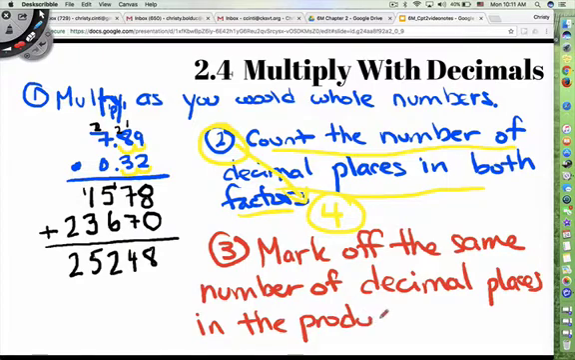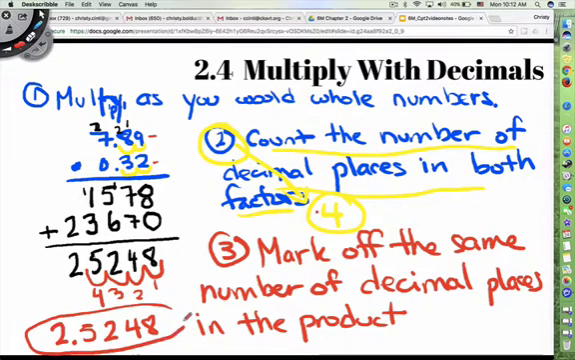So the total decimal places of these two factors was 4. That means that we're going to move the decimal place from here 1, 2, 3, 4 places. 1, 2, 3, 4 places. And so our final answer will be 2.5248. That's our final answer. Okay? So let's go ahead and do another one, just as practice.